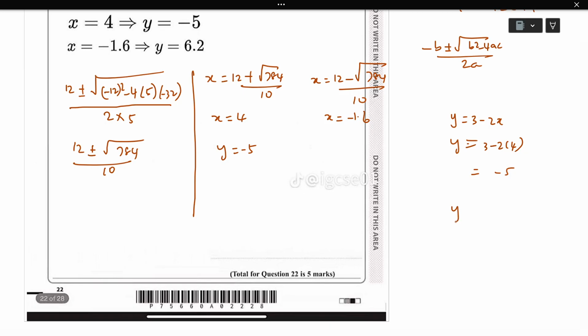Then next one, y equal to 3 minus 2 of minus 1.6. Our answer is going to be 6.2. So here y equal to 6.2. The final answer you have to write as x equal to 4, y equal to negative 5. Then x equal to negative 1.6 and y equal to 6.2.